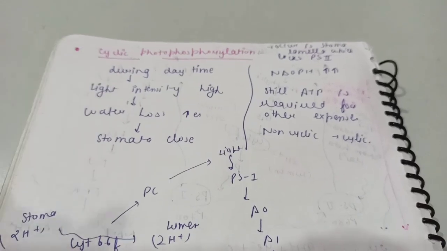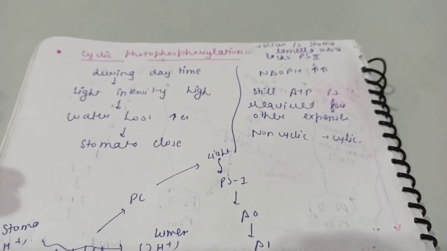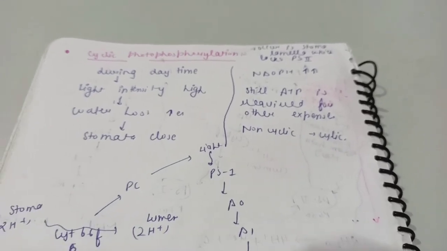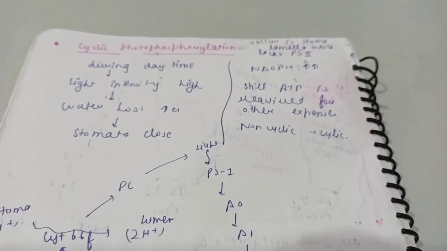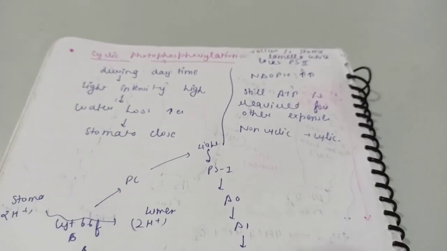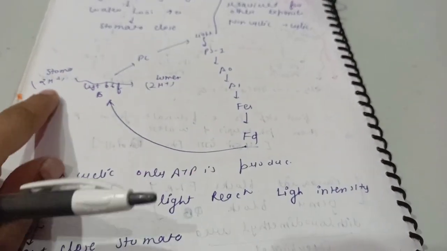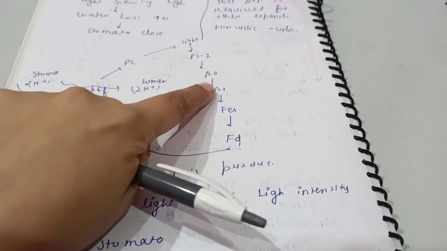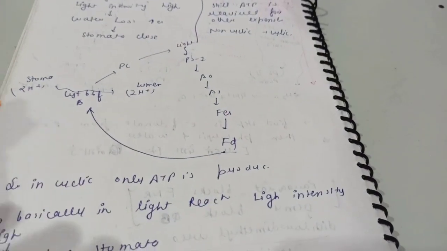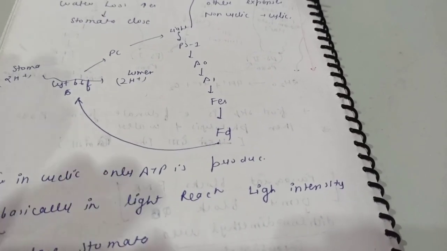So cyclic photophosphorylation takes place in the condition when NADPH is too much, but still the plant requires ATP for other reactions also. So it takes place when the plant has a lot of NADPH, but it still lacks ATP. This reaction is very similar: PS1, A0, A1, FeS, FD, FNR. But in the cyclic photophosphorylation only ATP gets produced, not NADPH, because the plant already has a lot of NADPH.